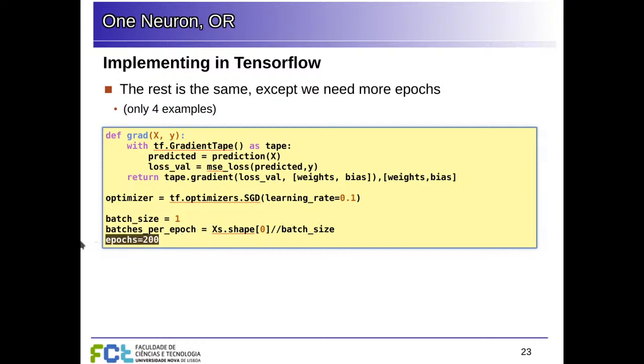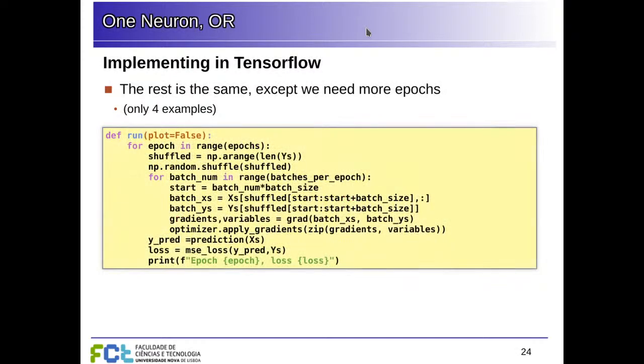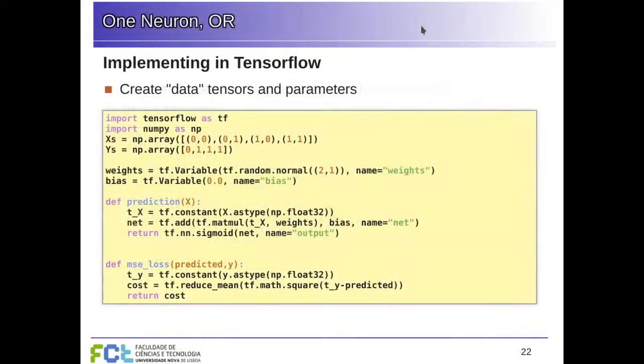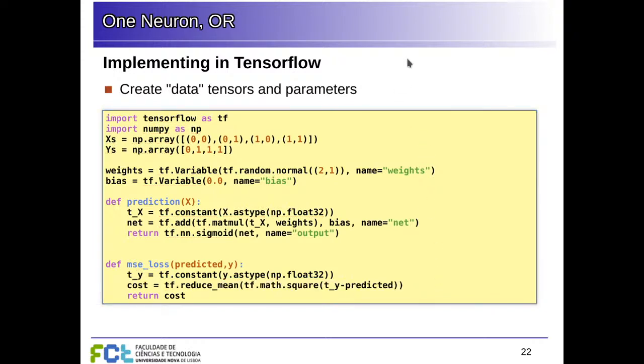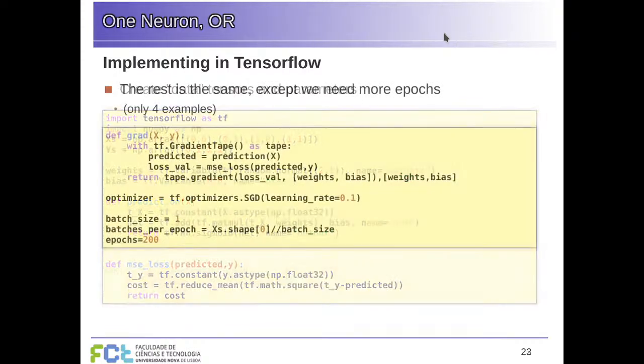In this case, we need a lot more epochs because we only have 4 examples. And so each epoch goes by very quickly. And once again, we do the loop for training, shuffling the data using the batches and so on. So this is the same recipe we used before. The only difference is that we are using the OR function. We are trying to learn the OR function, and we change the loss function to the mean quadratic error instead of the logistic loss function that we were using before.